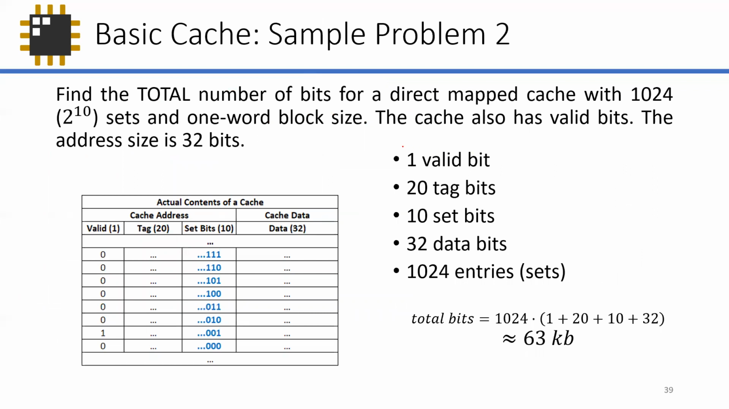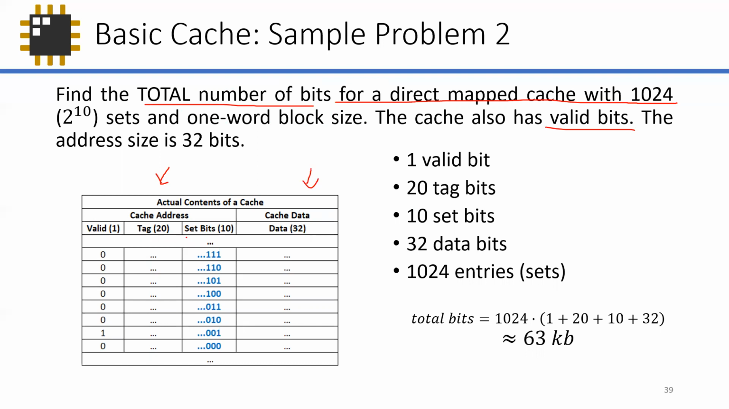Okay. Find the total number of bits for a direct map cache with 1024 sets. Same thing a while ago, but this time the cache also has valid bits. So when you come across questions like this, it's asking for the total bits for the quote unquote cache, addressing and the data that you're storing.